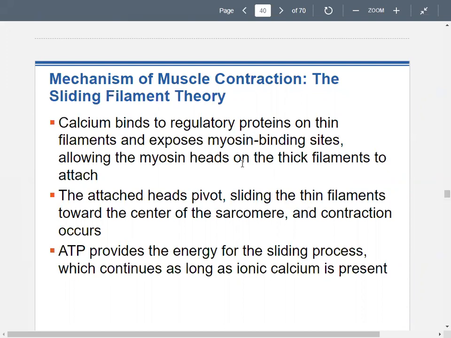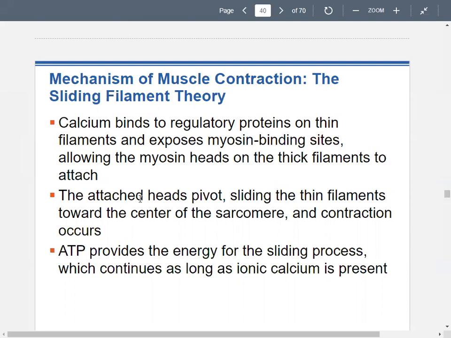Okay. All right, so let's keep going here. So, mechanism of muscle contraction. Calcium is going to bind to regulatory protein, right, on those thin filaments, the actin. Calcium binds to actin and exposes sites on actin that are for binding to myosin. So it allows actin and myosin to bind to each other.